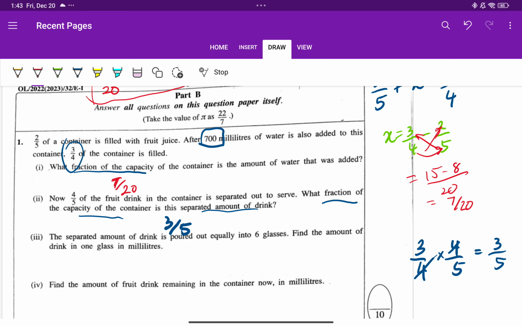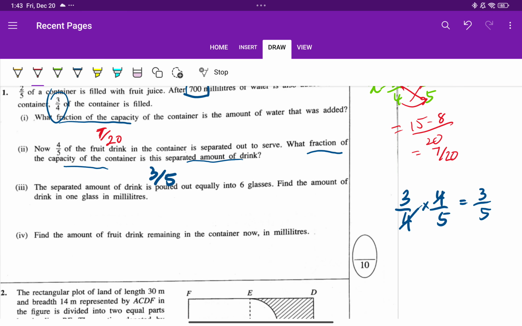And we'll have to know what is remaining now, right? Because 3 out of 5 is taken out to serve. So there was already 3 out of 4, and 3 out of 5 was taken out to serve. Now let's see how much is remaining. This is the remaining value after taking out the drinks to serve. That is 15 minus 12 over 20. That is 3 out of 20. Only 3 out of 20 is remaining, right?